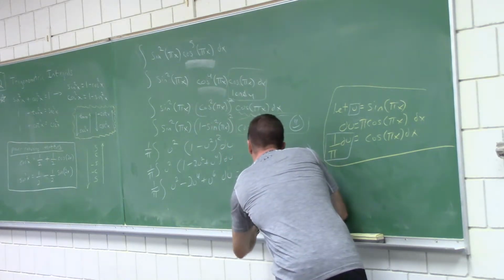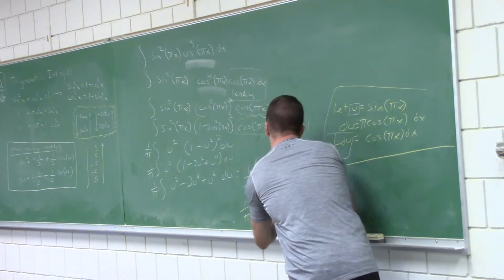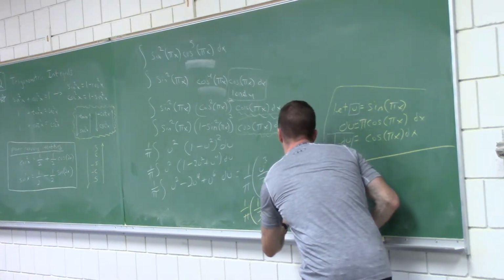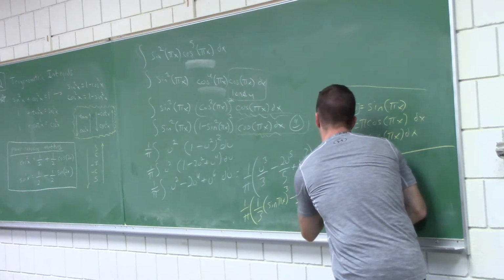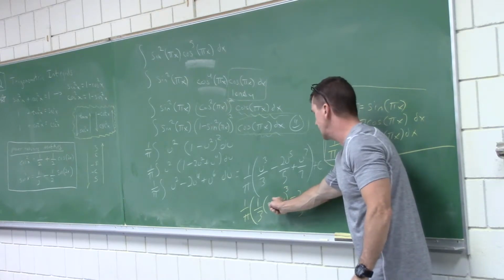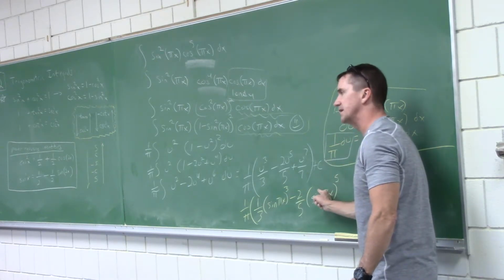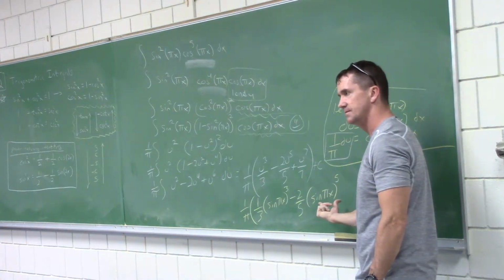1/3 sine pi x cubed minus 2/5 sine pi x raised to the 5th. Of course you can use the other notation if you prefer. We put the 3 right here and the 5th power right there. You can do that. I just want to point out this is another way to write these. True? That's what it means.